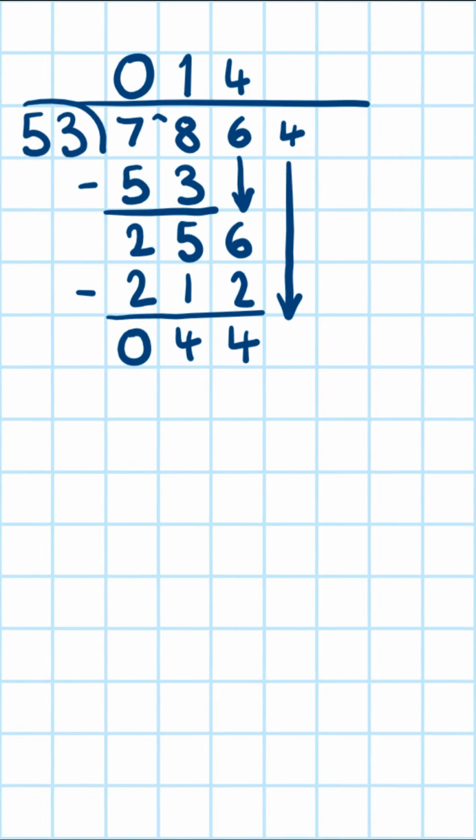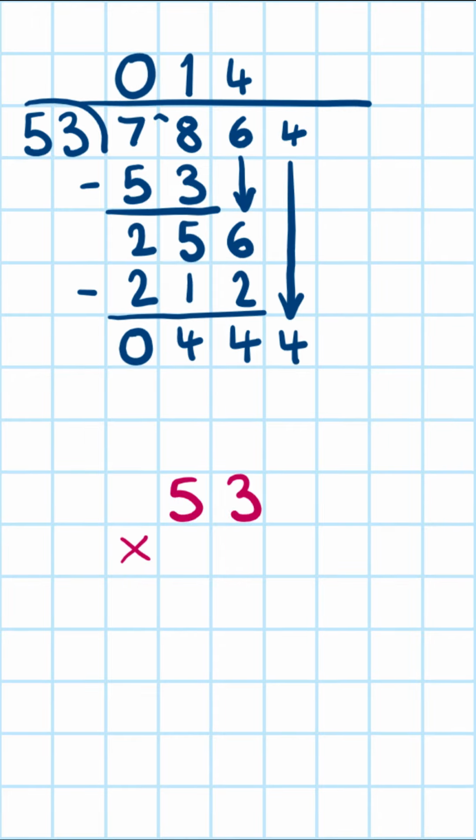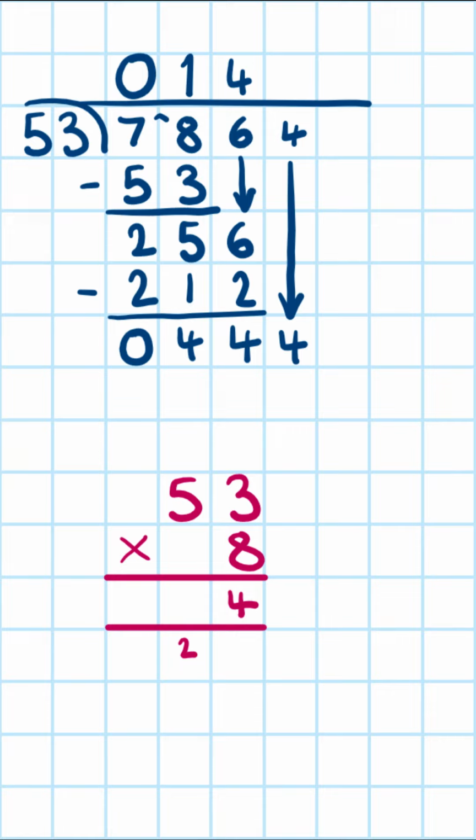Let's drag down the 4 at the end. We now have 444. So now we're going to have to do the same thing again. How does 53 get into 444? Let's start off with an estimate of 8. 3 times 8 is 24, and 8 times 5 is 40, plus the 2 we carried over is 42.